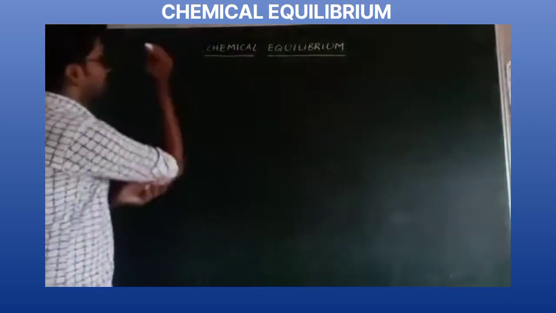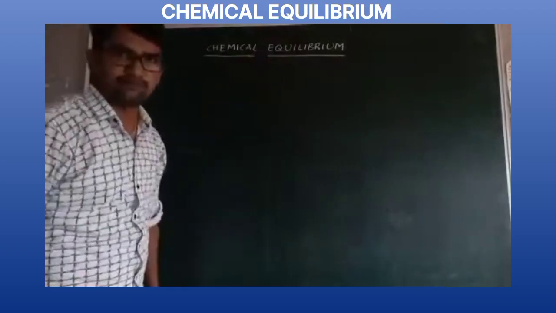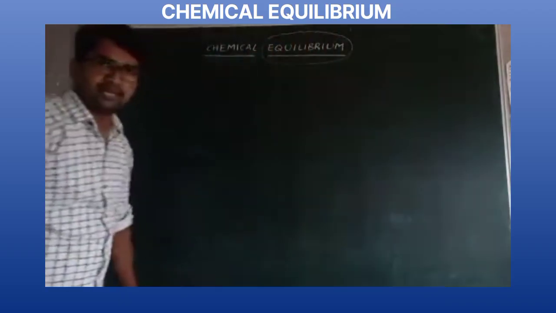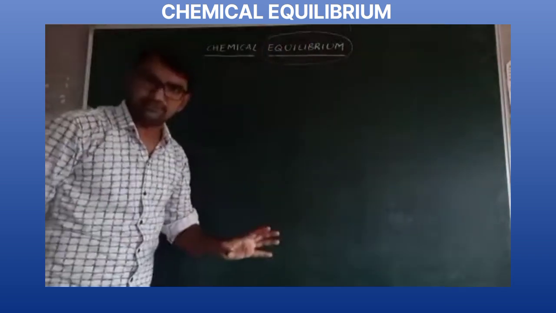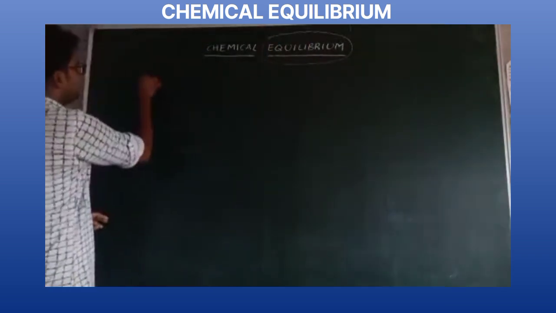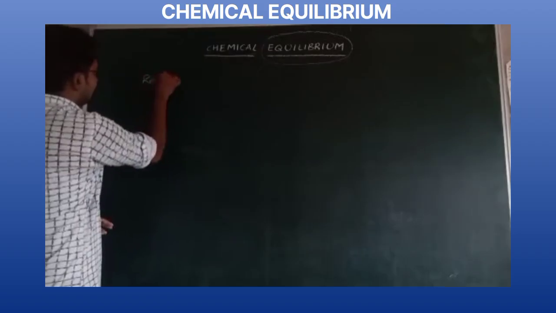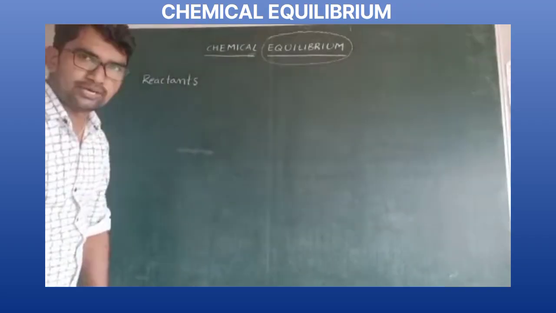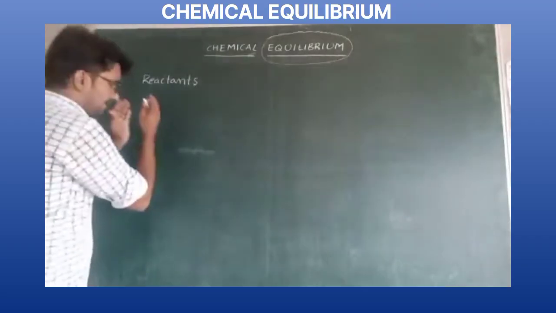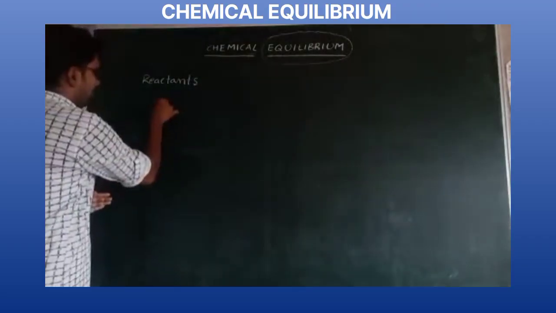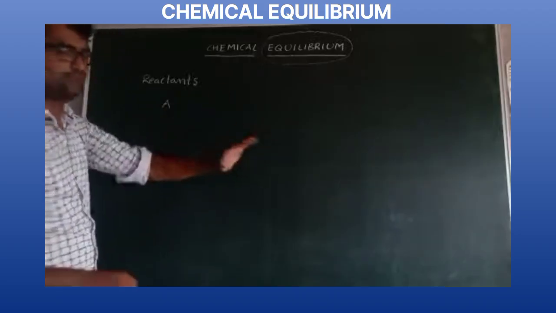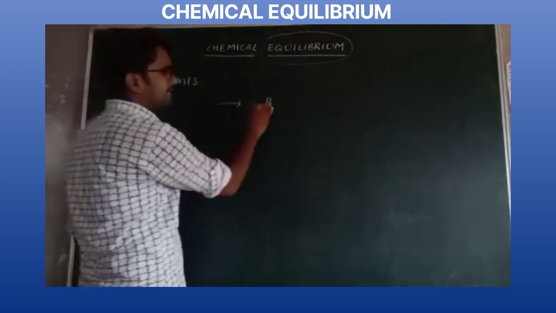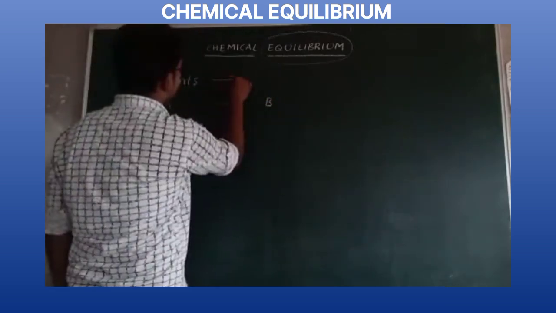Right. First, what is chemical equilibrium? For any chemical reaction, initially we have reactants only, right? Sometimes only one reactant is present. That reactant is converted into product. A single reactant gives a single product. Okay, so reactants give products.